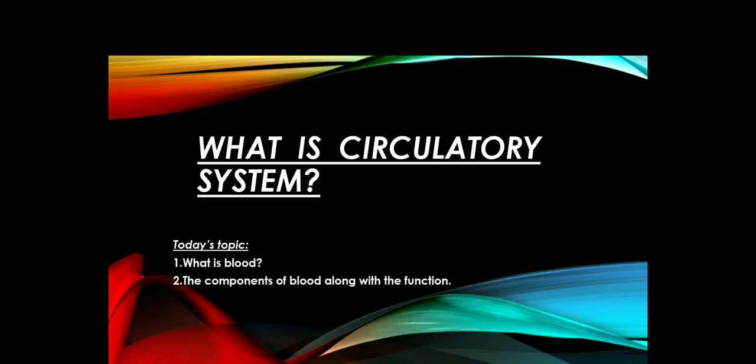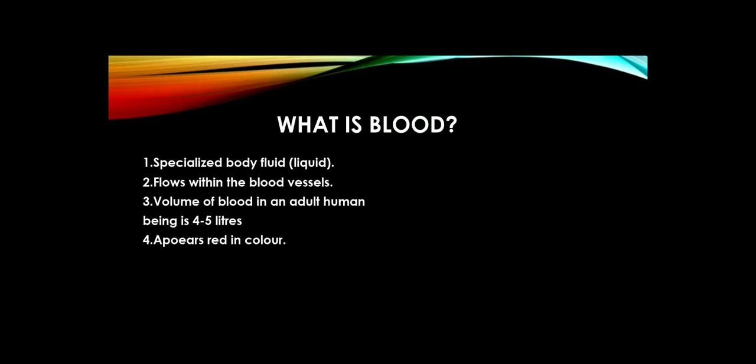Okay, so let's start. First thing is, what is blood? We all know if we get hurt, it starts bleeding from our body. So what is the color of blood? It is red. Blood appears red in color. It is liquid, or it is fluid. We can say blood is a specialized body fluid. It flows within the blood vessels.